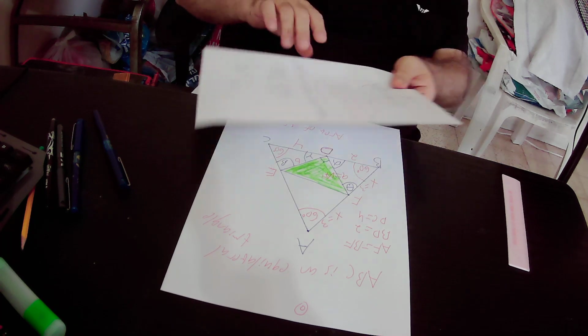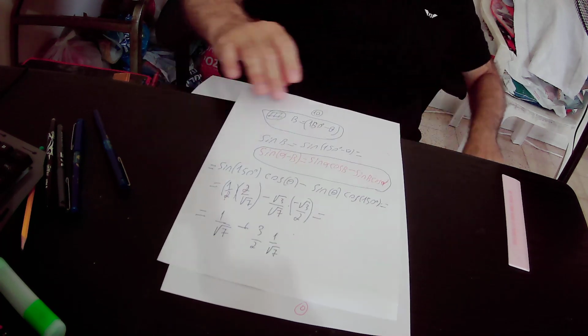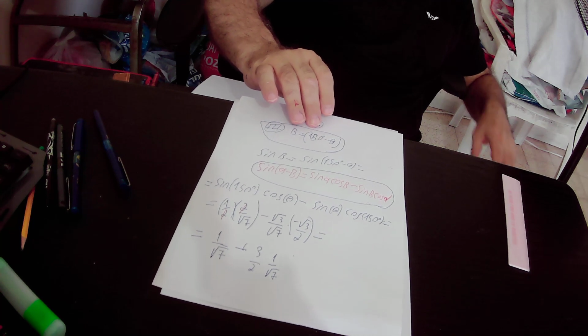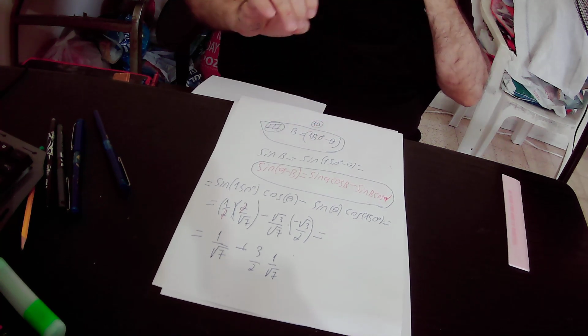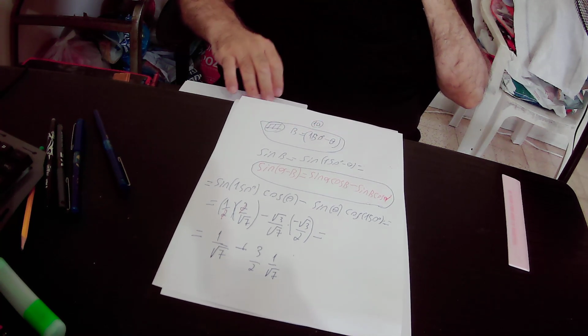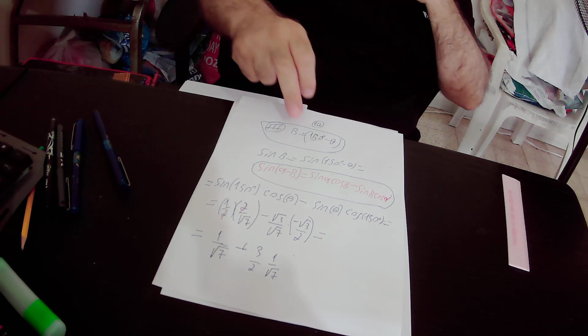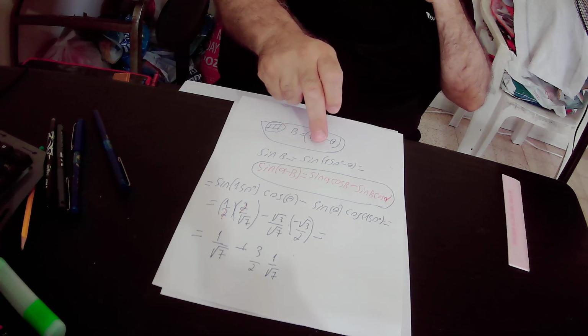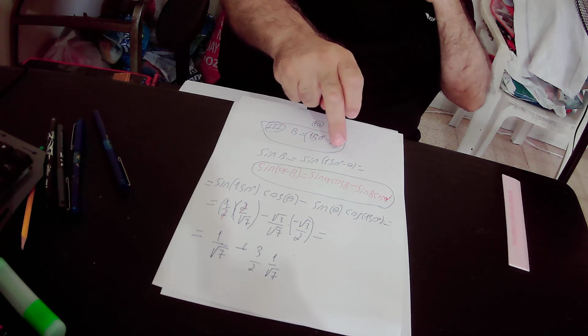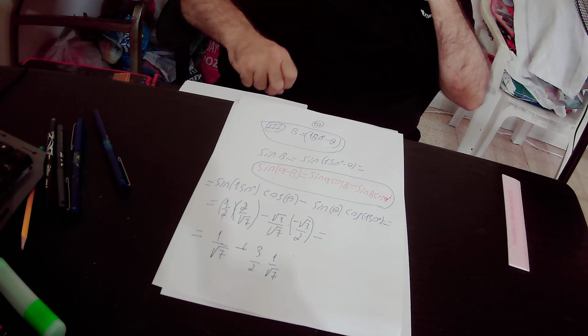beta equals 150 degrees minus theta. If beta equals 150 degrees minus theta, then sine beta equals sine of 150 degrees minus theta.